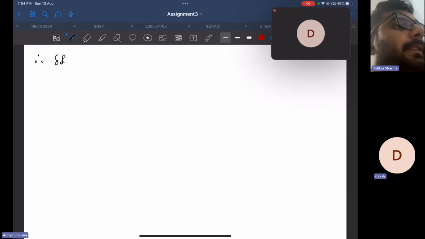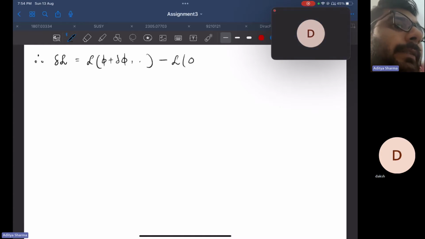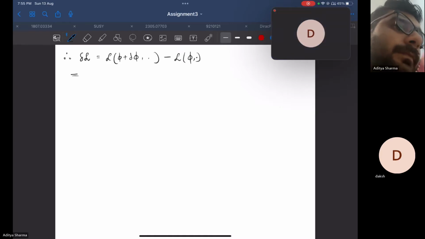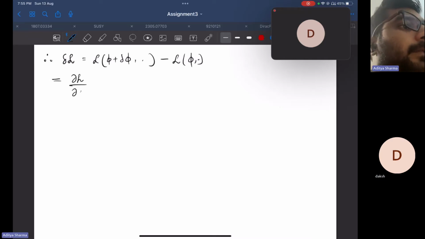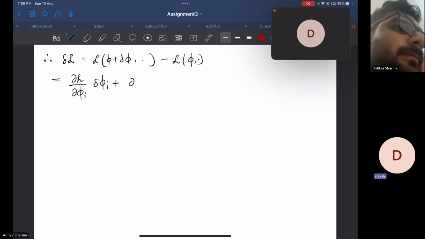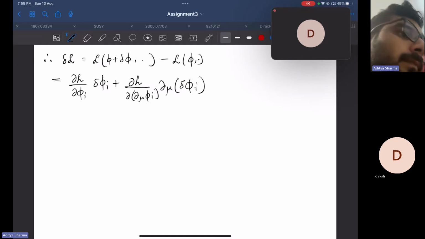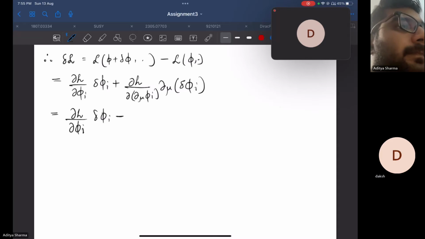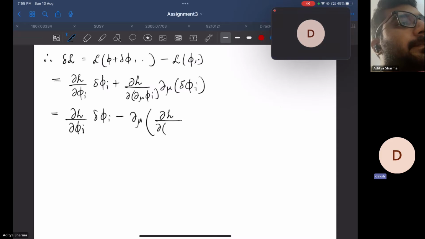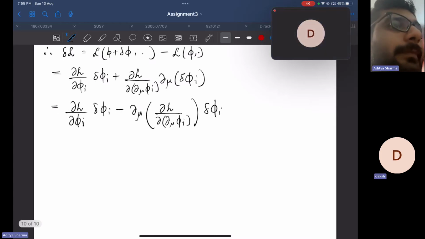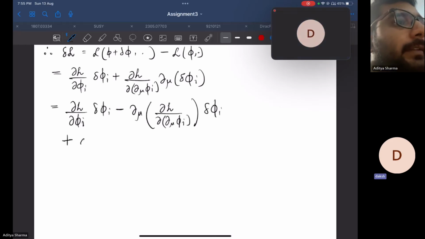Therefore, delta L, which is equal to L of phi plus delta phi, phi comma dot, minus L of phi comma dot, okay, this is equal to del L by del phi_i delta phi_i, now I'll use the chain rule, sorry, not chain rule, but the product rule actually.